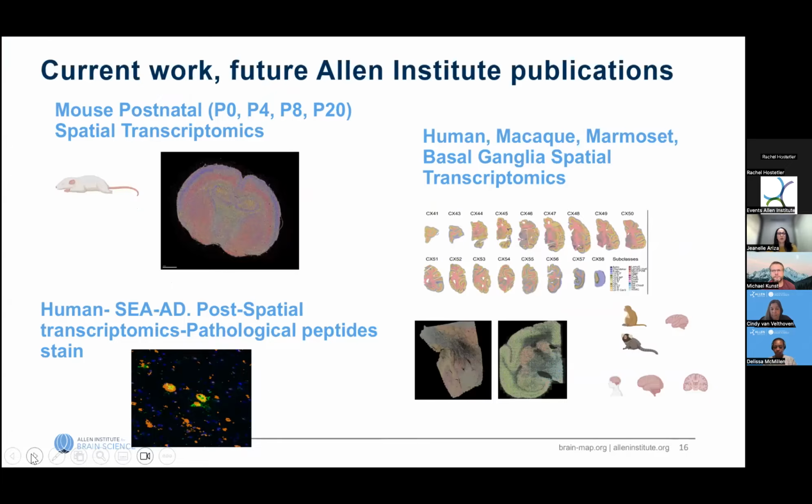So our current work also includes the mouse postnatal spatial transcriptomics in P0, P4, P8, and P20. Also the development of post-spatial transcriptomics immunostaining to detect the pathological peptides in those spatial transcriptomics slides already analyzed. We are also creating the atlases for human, macaque, and marmoset basal ganglia using the spatial transcriptomics platform, and we are directly involved in these projects.